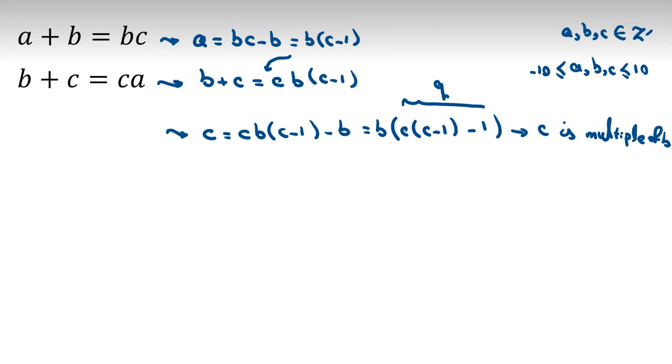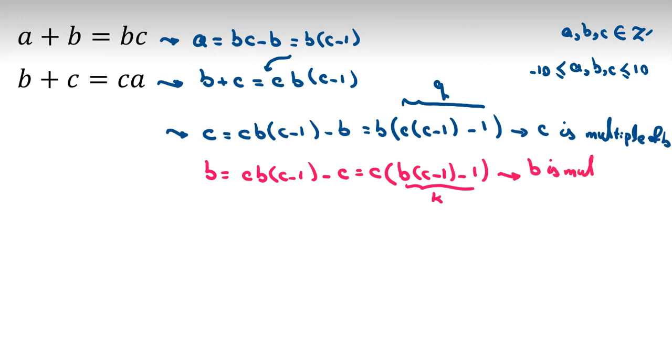Now, to do the same thing again, we can say it is a multiple of C. So B has to be a multiple of C, exactly the same way. If we write B, take C to the right-hand side, it will be CB times C minus 1 minus C. So it will be C times B times C minus 1 minus 1. For example, it is CK, so B is CK, B is a multiple of C. Now C is a multiple of B, and B is a multiple of C.